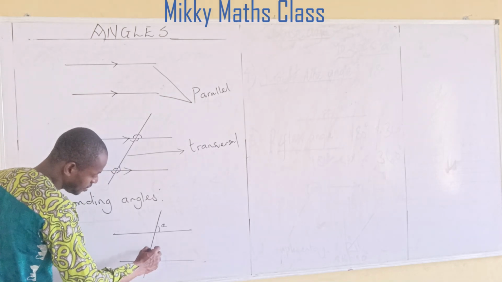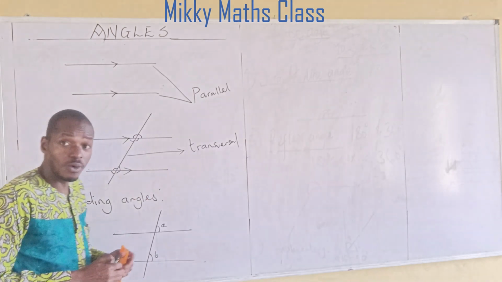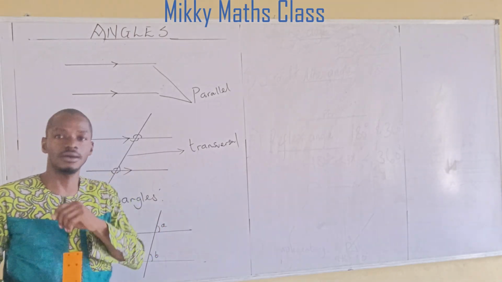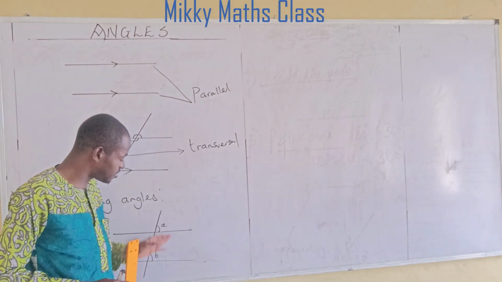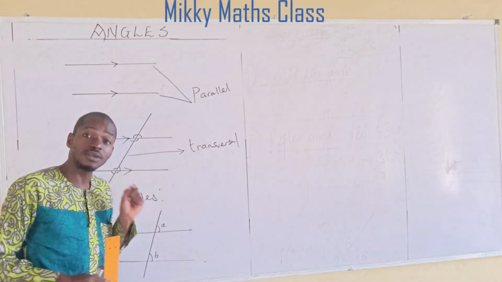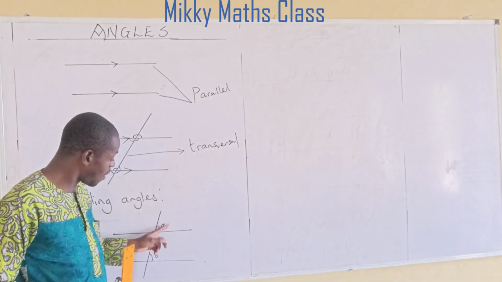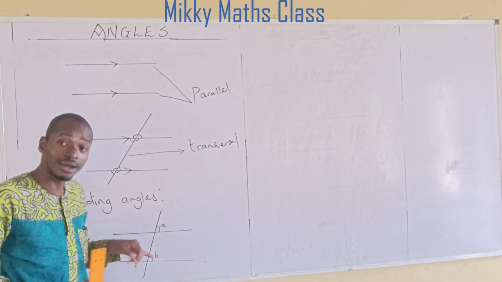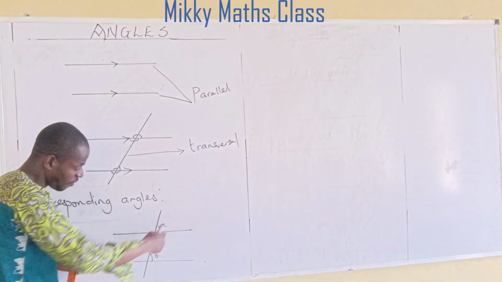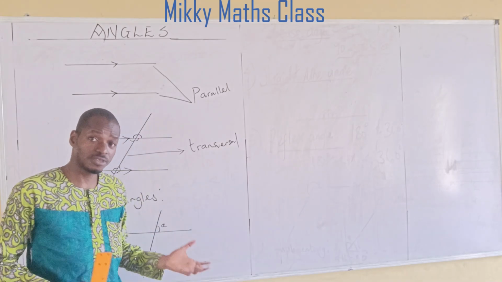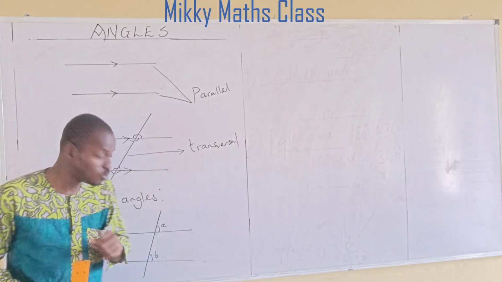another one here, B. Angle A and B are corresponding angles. They lie on the same side of the transversal line. So these two angles are said to be corresponding angles. Look at it, F is formed. How do I identify a corresponding angle? These things can be confusing, but this is how to know.